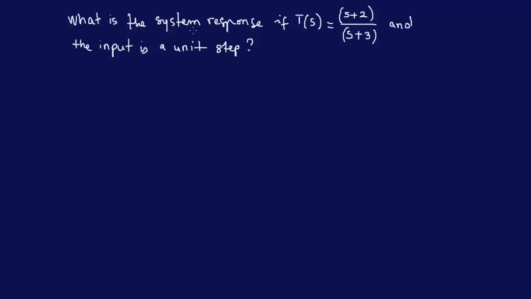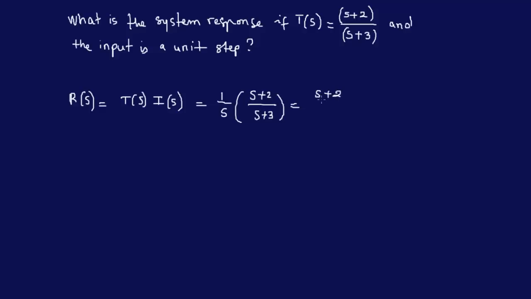Now the total response, the system response, we can call that R of s, and the unit step, let's call that I of s. So the total response will be T of s multiplied by the input I of s. Now the input is a unit step, so that's 1 over s, and when we multiply those two together, it will give us 1 over s times (s plus 2) over (s plus 3). So this is just (s plus 2) over s times (s plus 3).